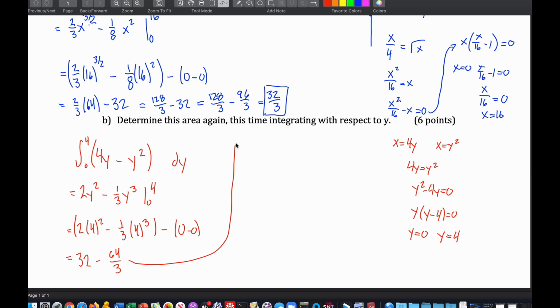It is, but let me show you how. 32, if I need this common denominator, again, I can write that as 96 thirds. And 96 thirds minus 64 thirds is just equal to 32 thirds, which I feel pretty good about, or hopefully you will if you got to that point, because that checks out with the answer that we got up here. That's the end of this quiz.